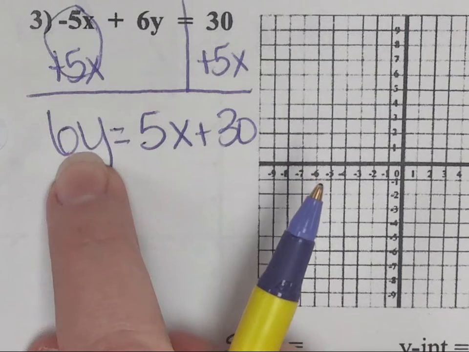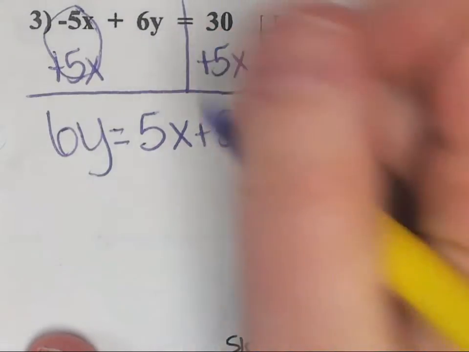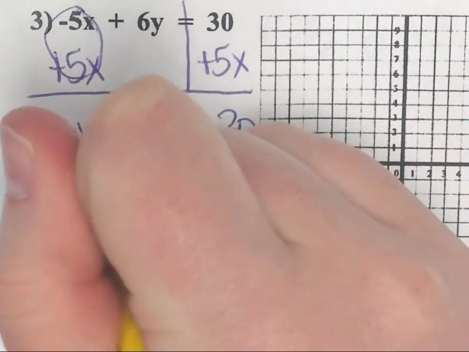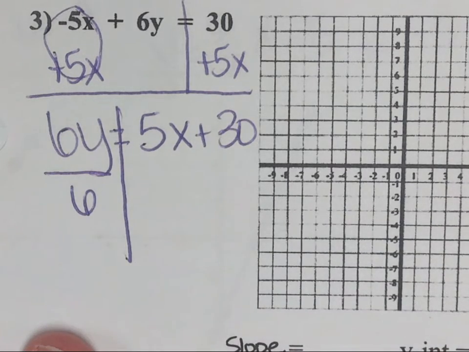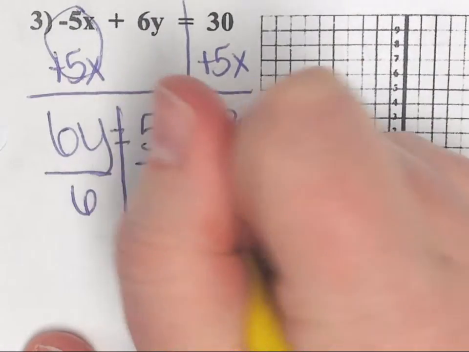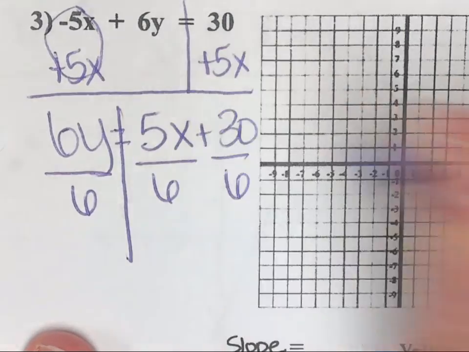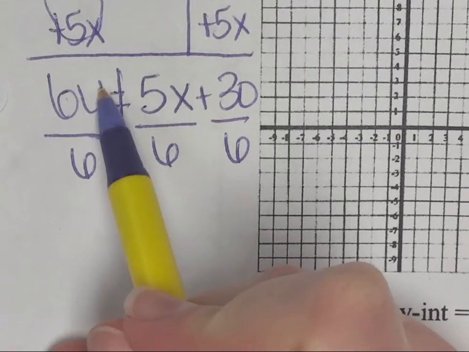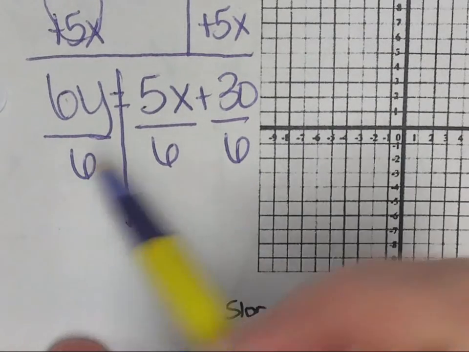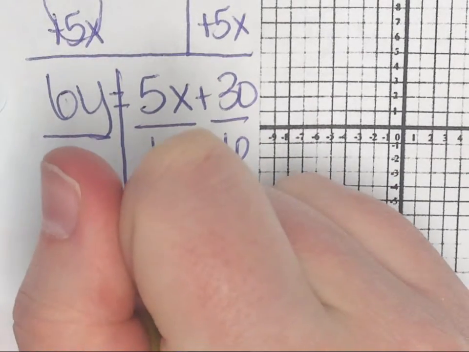Well, if this is 6 times y, to undo that, we have to divide by 6. Again, what all has to be divided? Everything. 5x divided by 6, 30 divided by 6. Very good. Okay, so 6y divided by 6 leaves us with y.